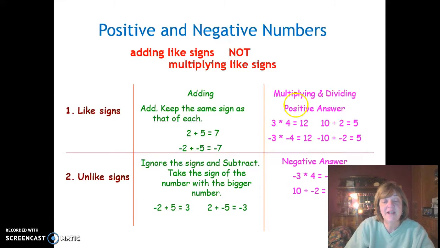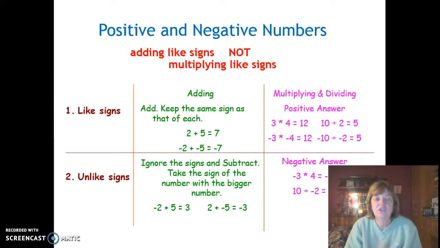So multiplying and dividing is actually easier. If the signs are the same, your answer is positive. That's simple. So if you've got two negative numbers multiplying or dividing each other, it's a positive answer. Two wrongs make a right, right? I don't think so. But in this case, two negatives make a positive.